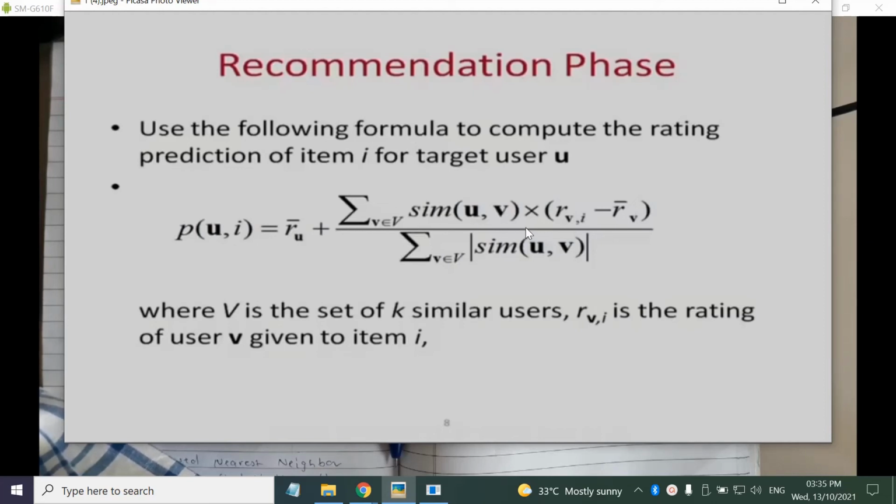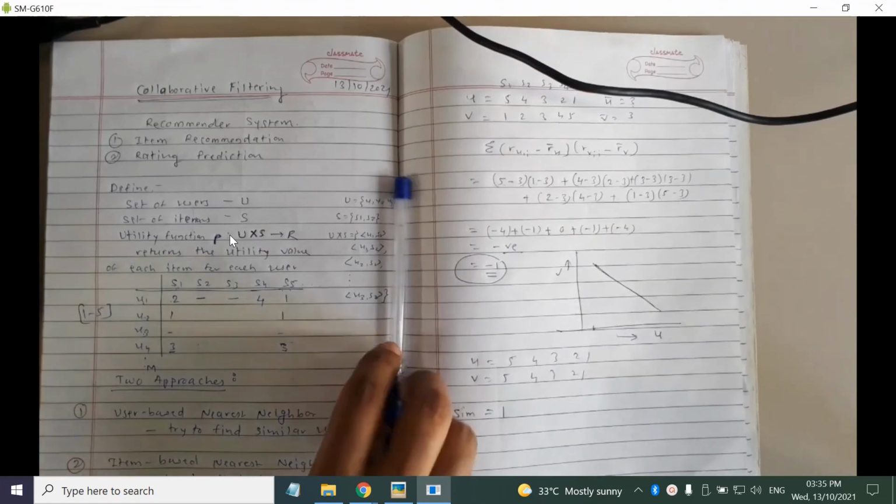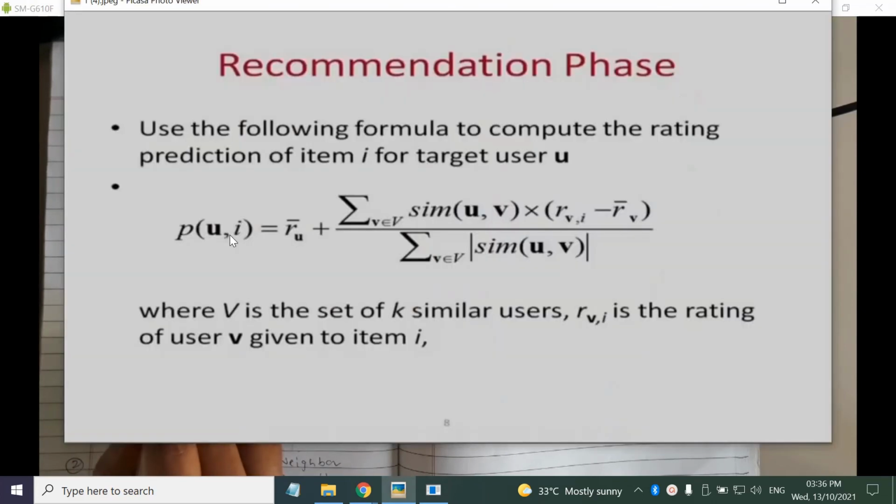If they have given a lower rating, then the value of this will be negative, and that will be subtracted from this average rating. This is how you can predict the value for the ith item if it is missing in our table. We don't have the values for this, so we find the similar users for u1, and using this formula you can predict the missing values. The same thing we can do along the columns also.